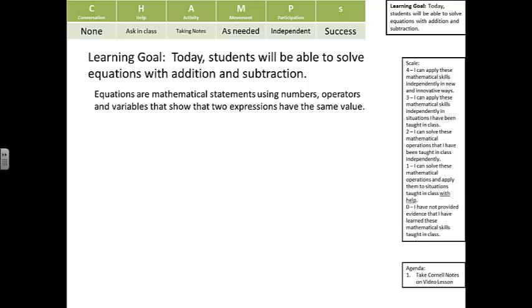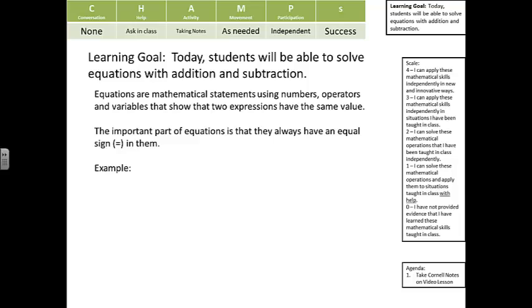An equation is simply a mathematical statement that uses numbers, operators, and variables to show that two expressions have the same value. And the important part of an equation is that you're always going to see an equal sign.